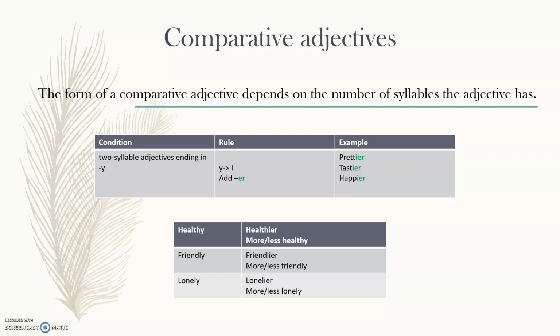So the form of a comparative adjective depends on the number of syllables the adjective has, okay? For two syllable adjectives ending in Y, we change the Y to an I and then we add ER. So prettier, tastier, happier. Yeah? The same way with healthy, friendly, and lonely, we can say healthier, friendlier, and lonelier, or we could say more healthy, less healthy, or more friendly, less friendly, or more lonely, less lonely. Hopefully no one's lonely, okay? Everybody's got some friends. So let's keep going.